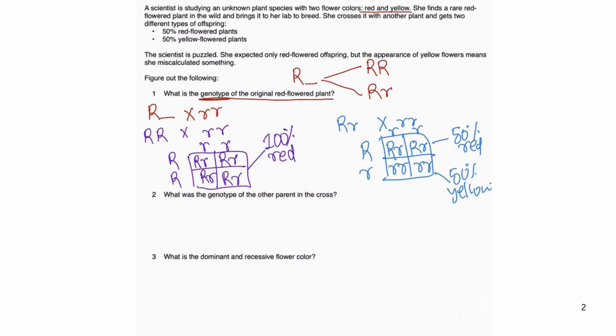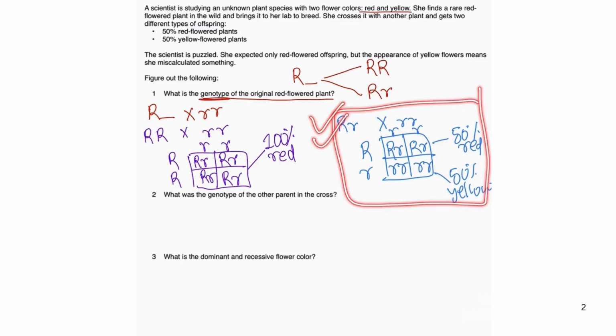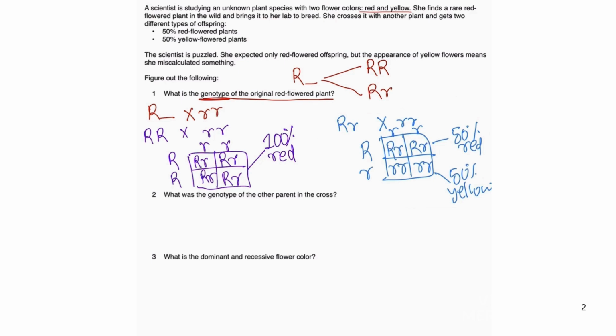Since 50% of the offspring have to be yellow flowered plants, that means the original red flowered plant passed on a recessive r allele, so it must be capital R small r. This is the only option that is consistent with our result. So this is the genotype of the original flowered plant, capital R small r. Now on to our next question.